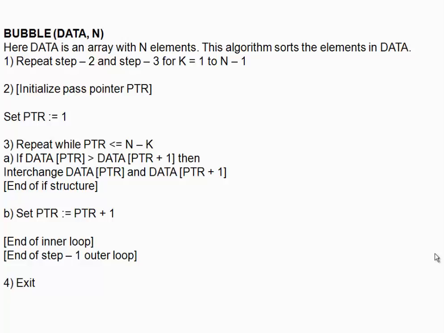If data of ptr is greater than data of ptr plus 1, then interchange data of ptr and data of ptr plus 1. End if. Set ptr equal to ptr plus 1. Step 4. Exit. So these were selection and bubble sort algorithms.